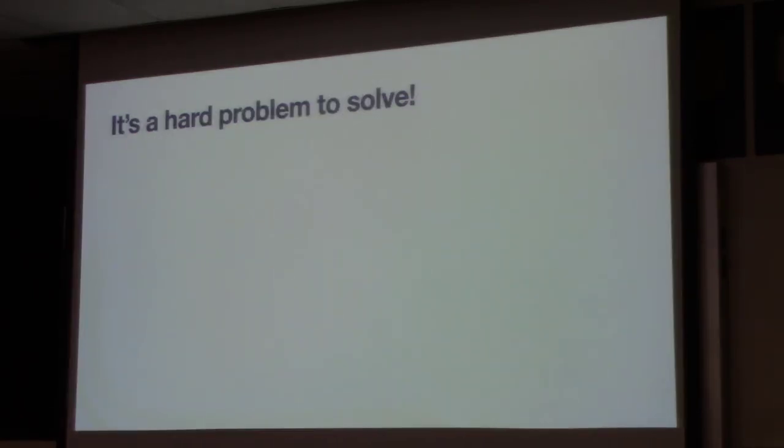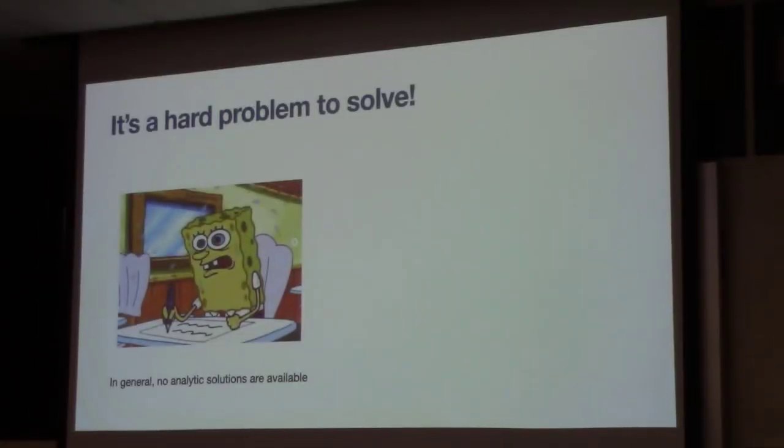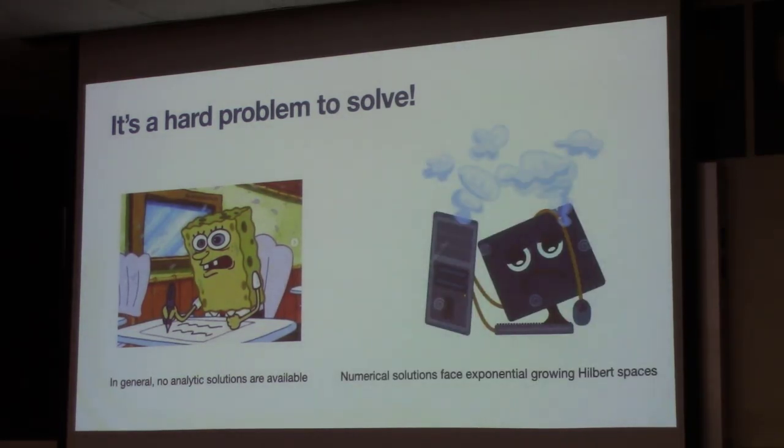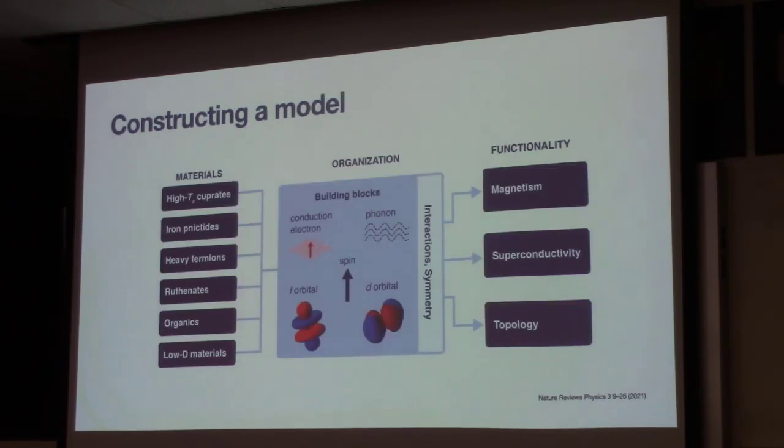So it is a very hard problem to solve. In the first place, there are no analytic solutions available. If we just sit down and write that Hamiltonian and say, hey, solve it, well, it's not possible, except in very, very few cases. On the other hand, numerical solutions face exponentially growing Hilbert spaces. So even if we would like to solve this problem for 10 to the 23 particles, we will not be able to do so. We're limited to small systems.